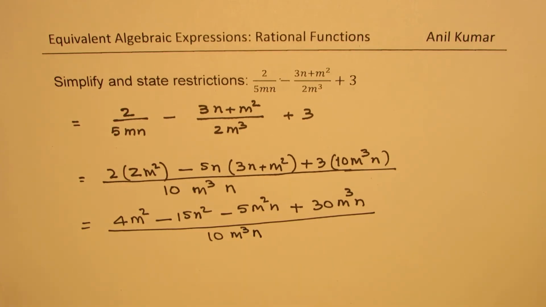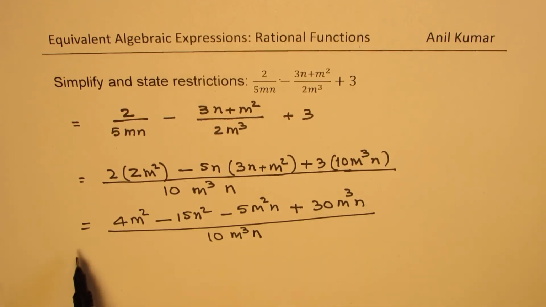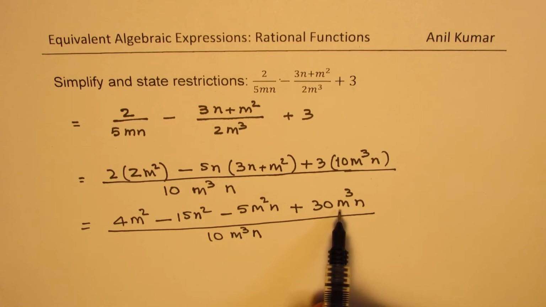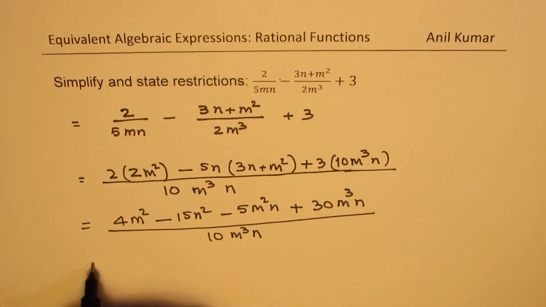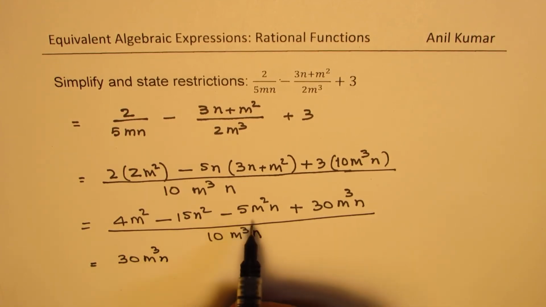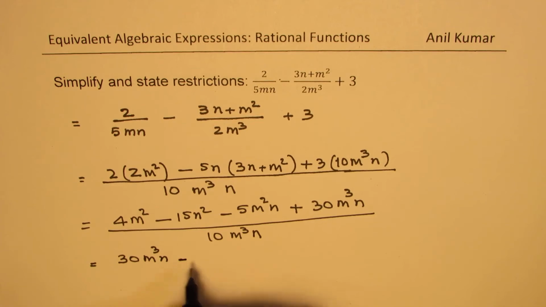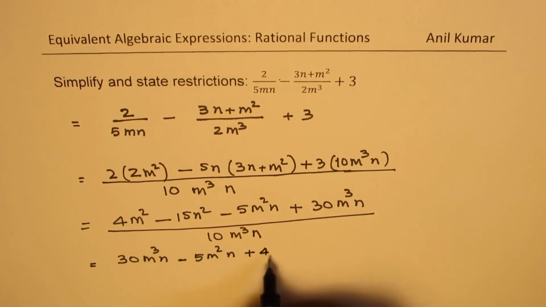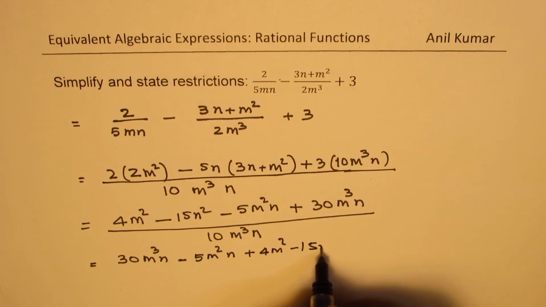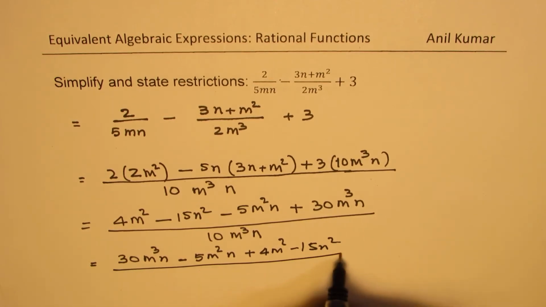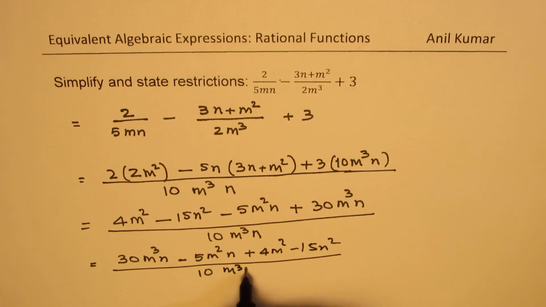Is that correct? So that is how we could get our result. Well, if you want, you could arrange them in an order with highest degree of m first, right? So you could write this as 30m cube n minus 5m square n. You could take m common anyway, plus 4m square minus 15n square over 10m cube n. So that will be the simplified form.